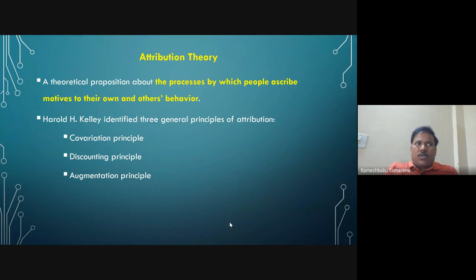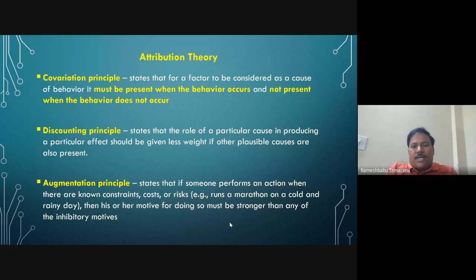principle. So what is the meaning of the covariation principle? It basically states that for a factor to be considered as a cause of behavior, it must be present when the behavior occurs and not present when the behavior does not occur.